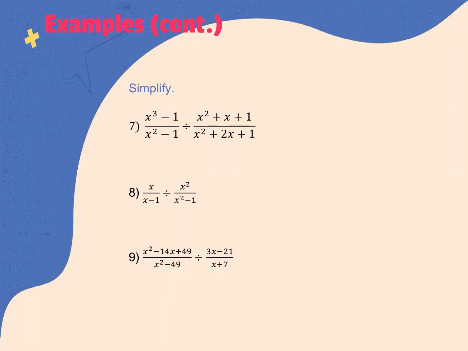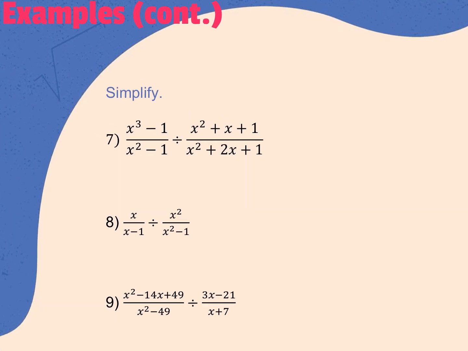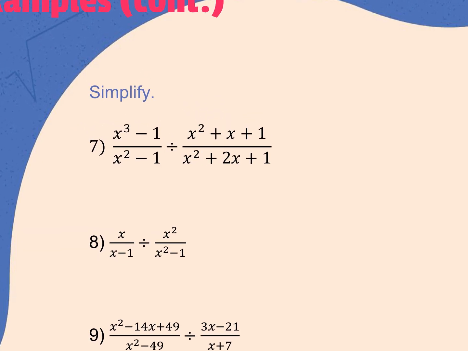All right, last page of these 3 division problems. I would do the exact same thing, keep, change, flip. So I would keep the first, all right, starting with number 7.